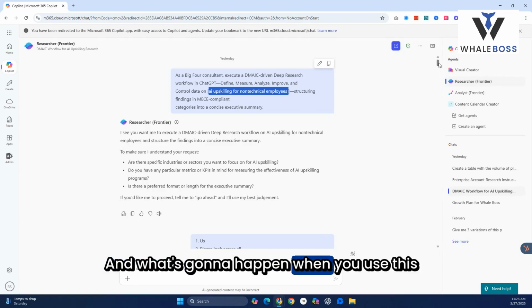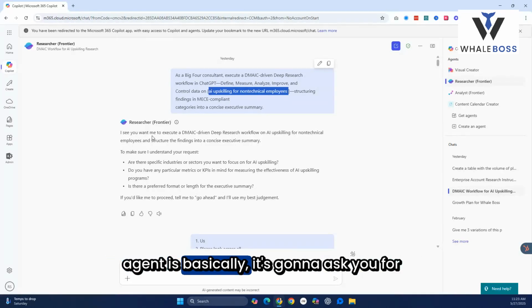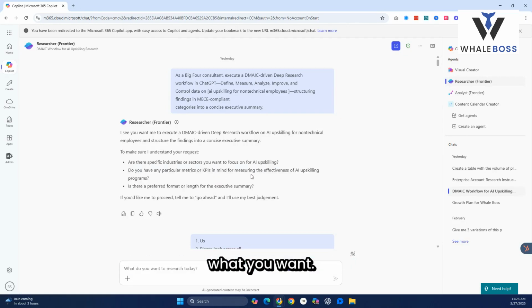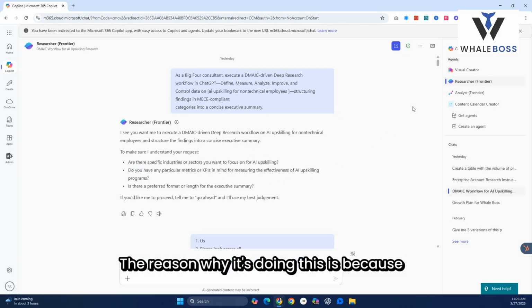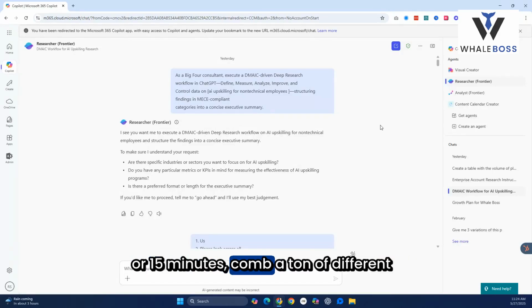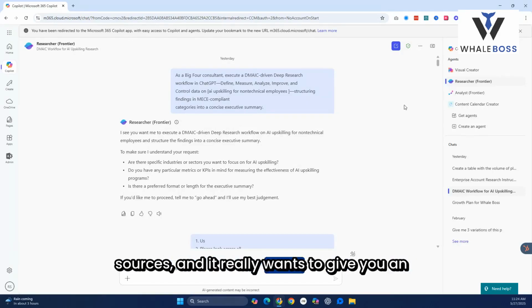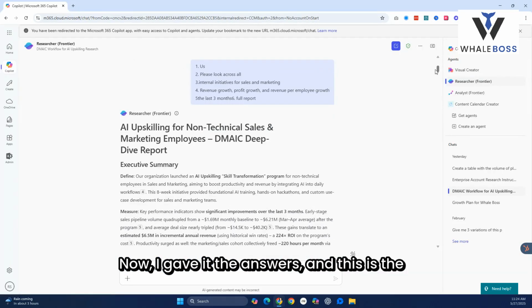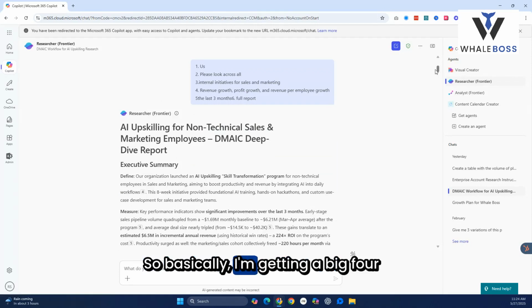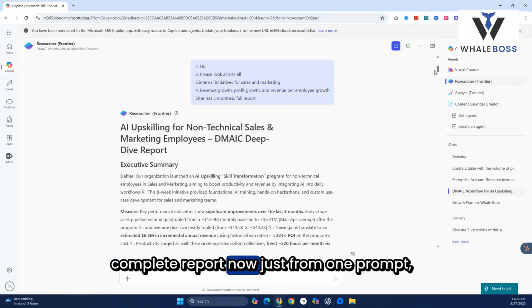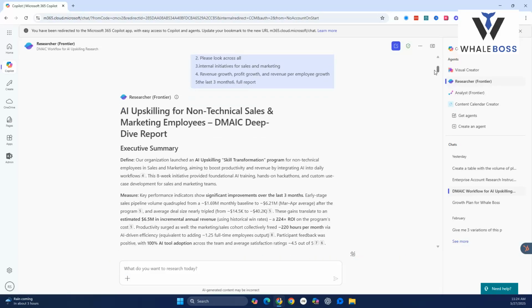Now, what's going to happen when you use this agent is basically it's going to ask you for clarifications or confirmations on exactly what you want. The reason why it's doing this is because the fact that it's going to work for sometimes 10 minutes or 15 minutes, comb a ton of different sources, and it really wants to give you an amazing output. Now, I gave it the answers, and this is the executive summary. So basically, I'm getting a Big 4 consulting executive summary on this and complete report now just from one prompt and a little bit of feedback.